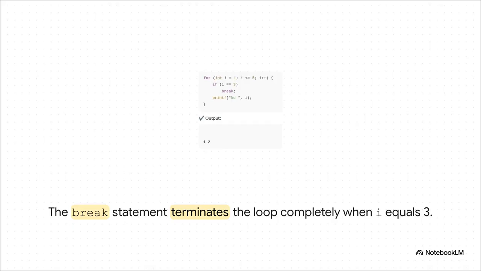Here is a perfect example of break in action. The loop is supposed to run 5 times, right? But there's a little gatekeeper inside, an if statement that says, hey, if i is equal to 3, hit the brakes. The moment i hits 3, that break command fires, and the loop is terminated. Done. It doesn't even think about running for 4 or 5. And that's why the output just stops cold at 1, 2.